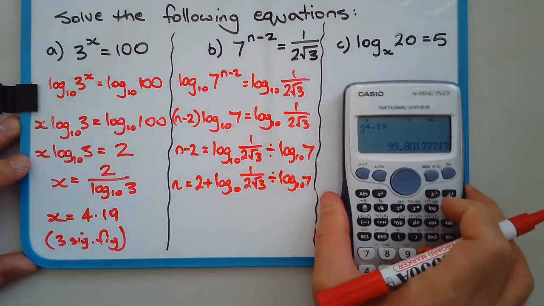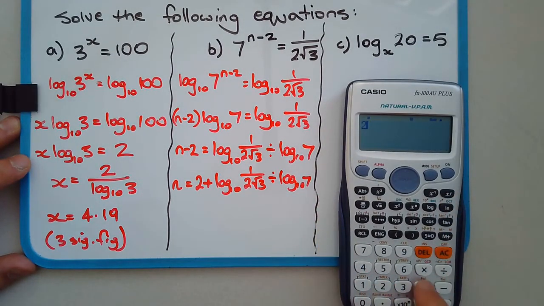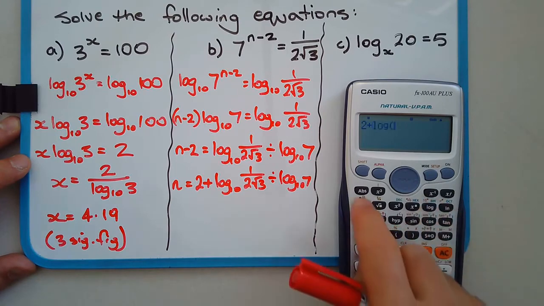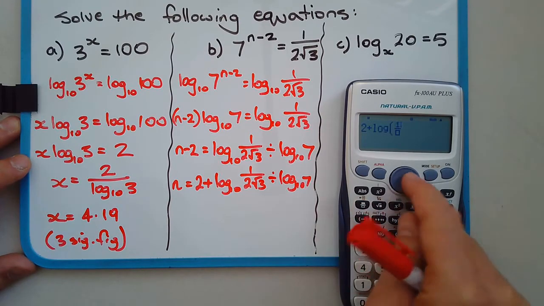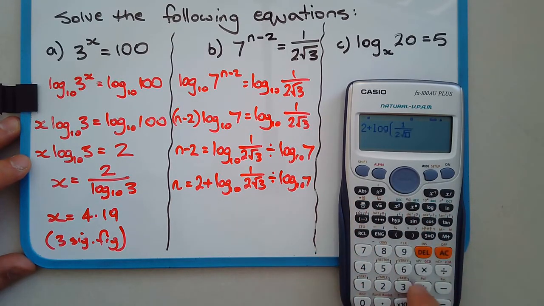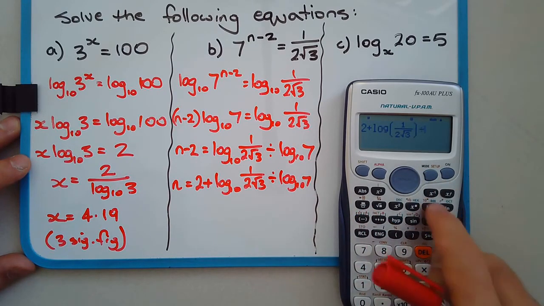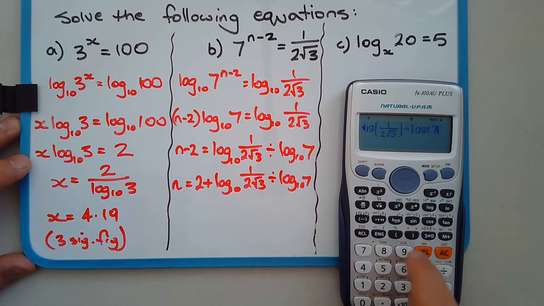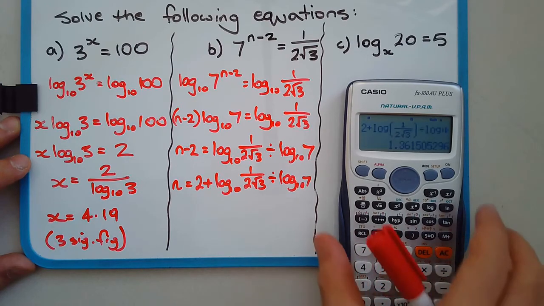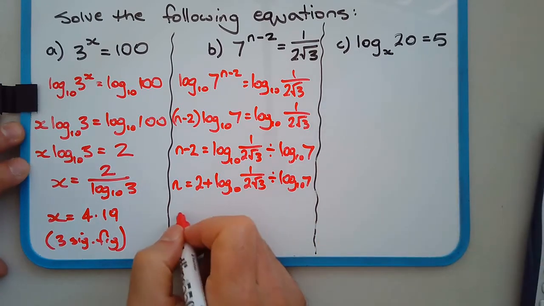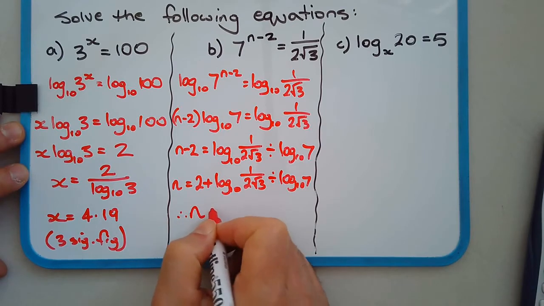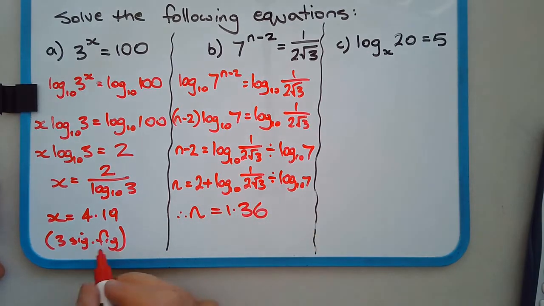We can evaluate that now in the calculator, so 2 plus log, fraction key, 1 over 2 root 3, close bracket, divided by log of 7, so log base 10 of 7, and we get 1.36. Again, we're going to round it to three significant figures.